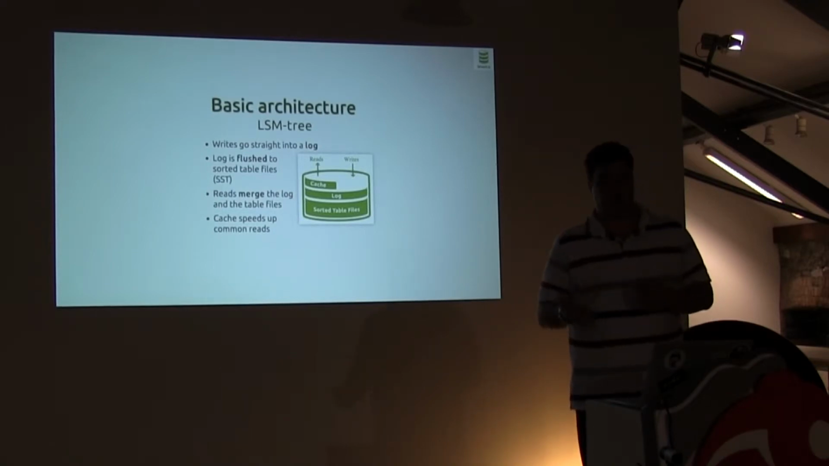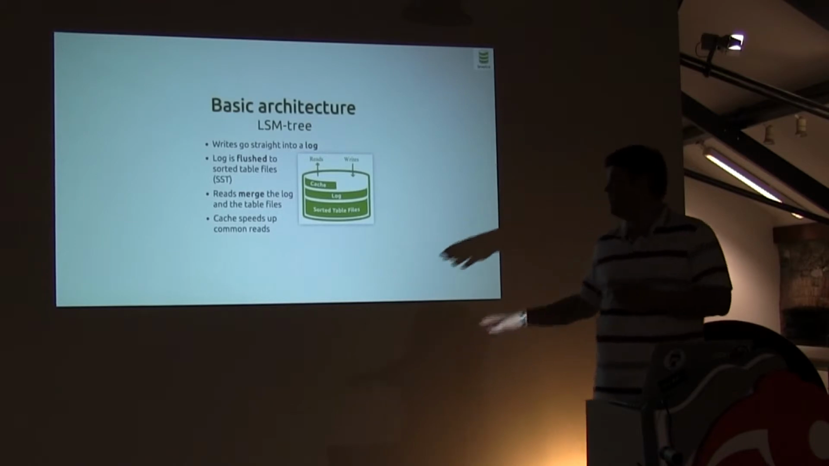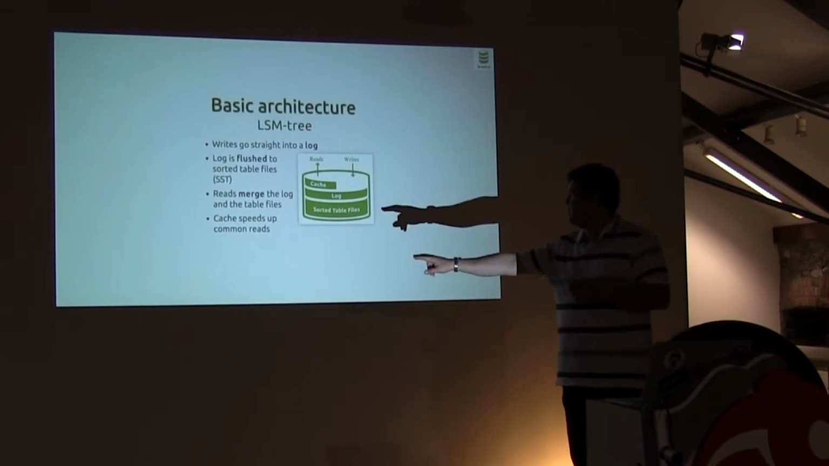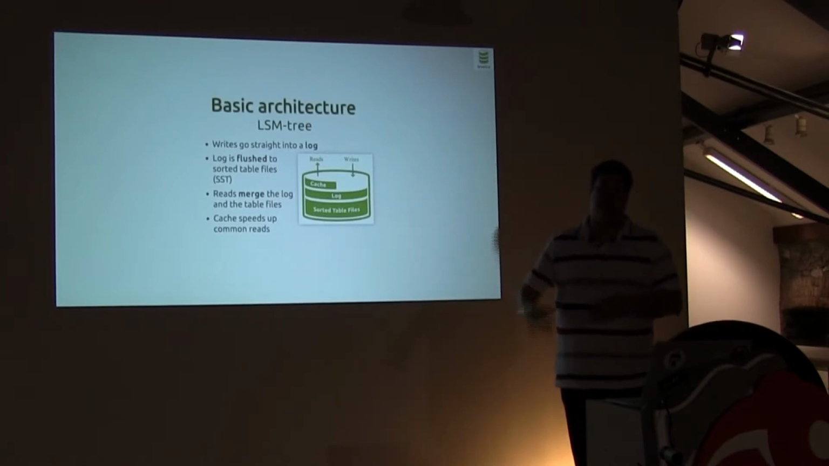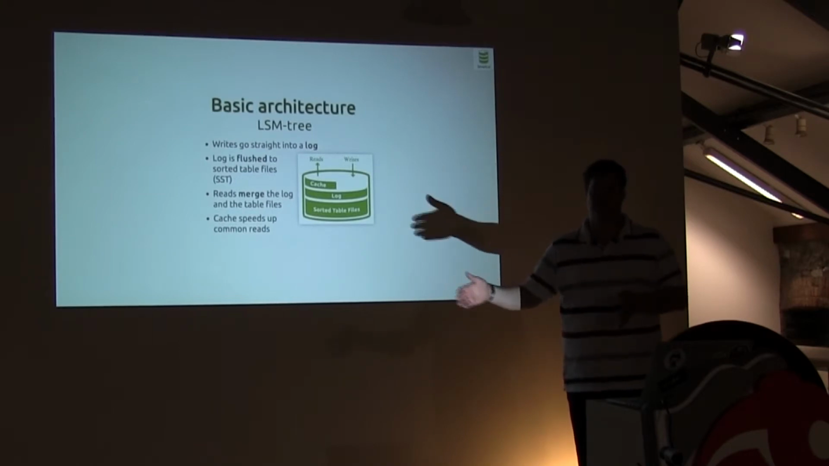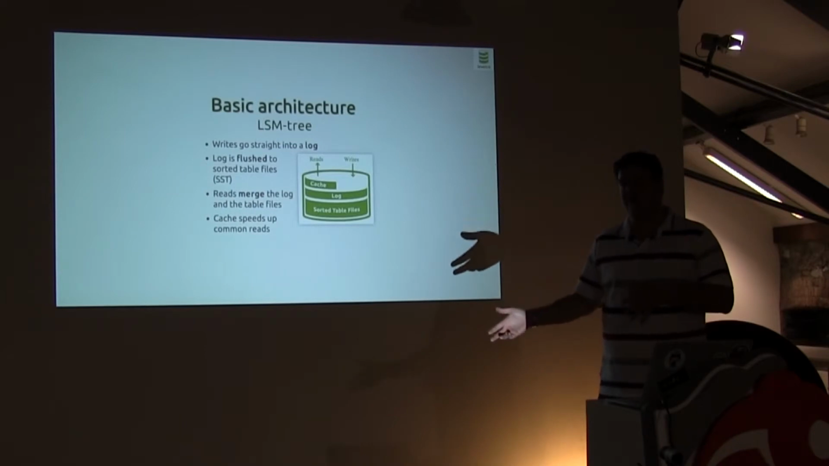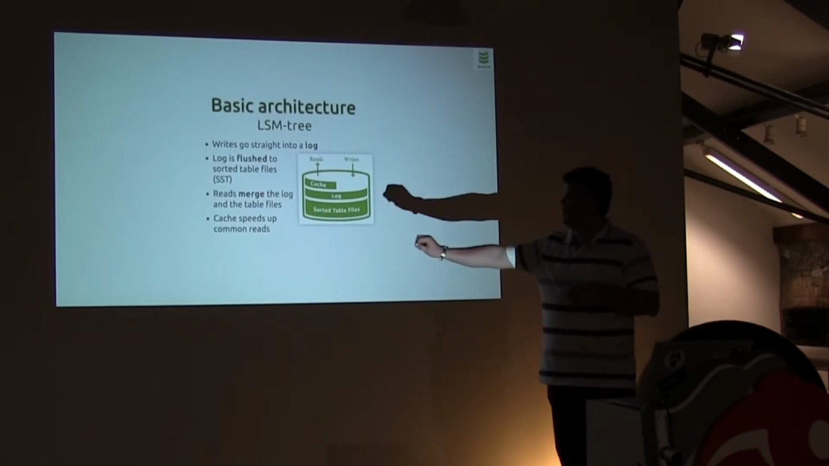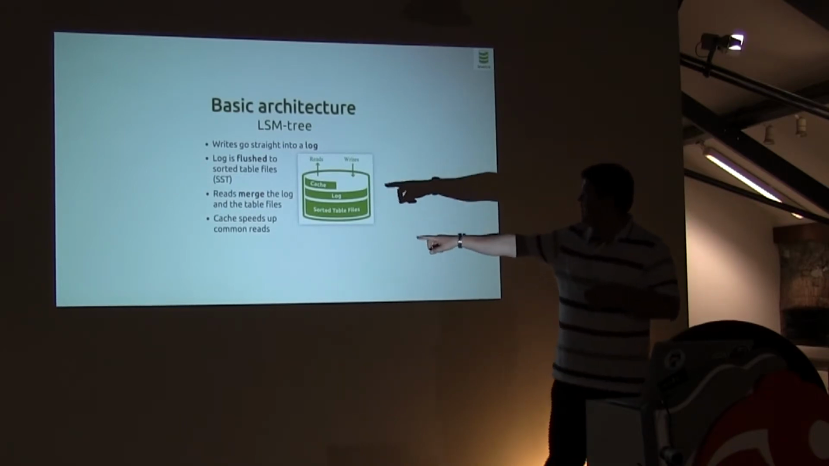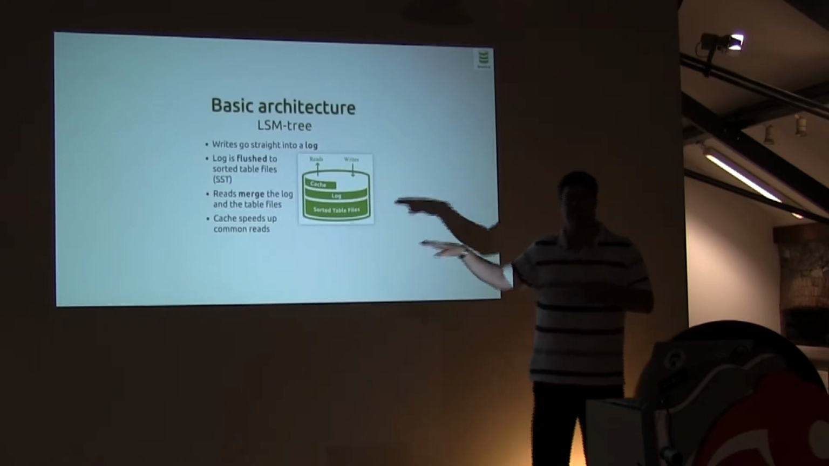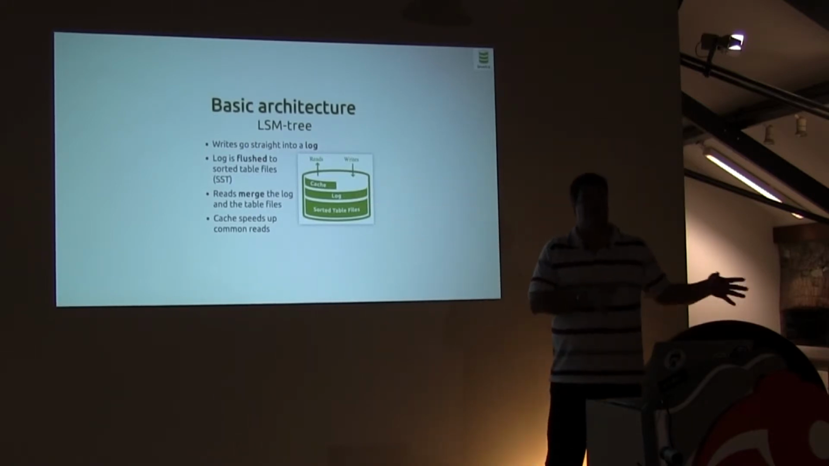Now and again, the log is flushed to these sorted table files, and this is where the sorting comes in. So these table files on disk, they're sorted and they're ordered, and what happens when you read values is that you merge these two. So the log has the latest changes, and the sorted table files has the persistent history.